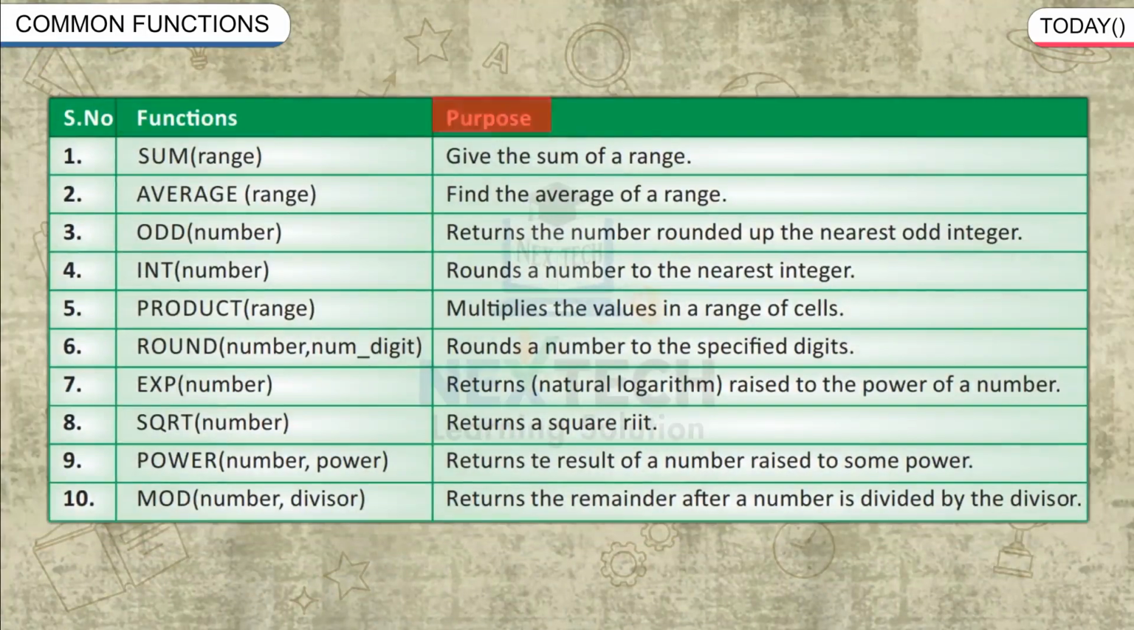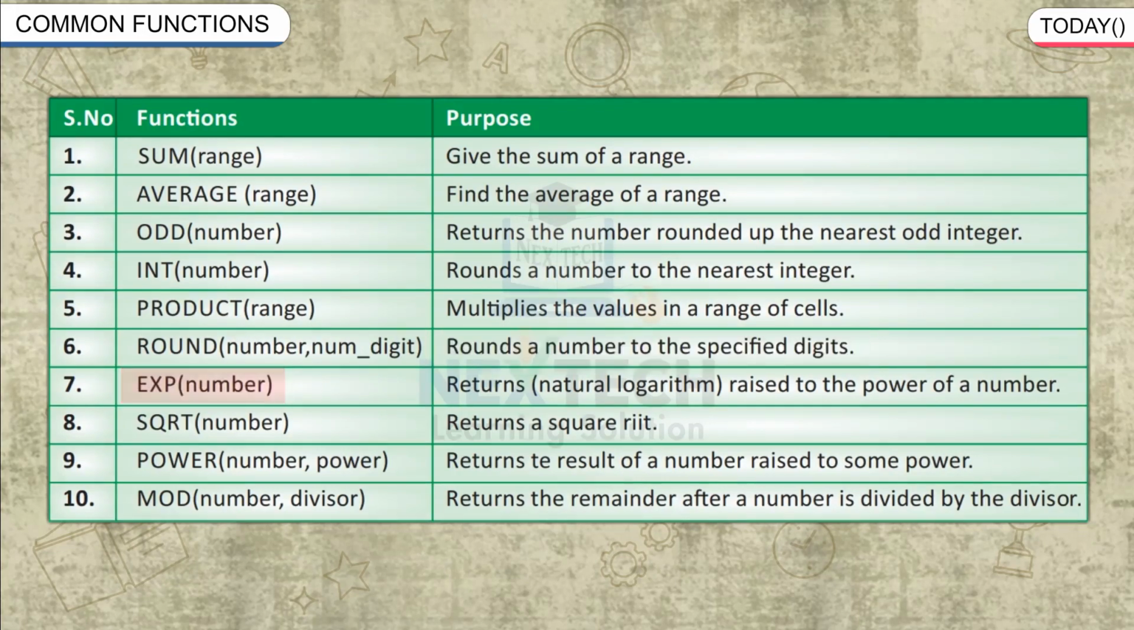Functions, purpose. Sum, range: gives the sum of a range. Average, range: finds the average of a range. Odd, number: returns the number rounded up to the nearest odd integer. Int, number: rounds a number down to the nearest integer. Product, range: multiplies the values in a range of cells. Round, number, num_digits: rounds a number to the specified digits.